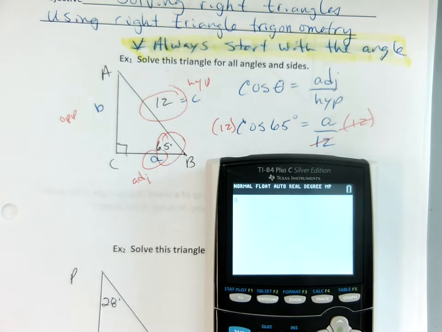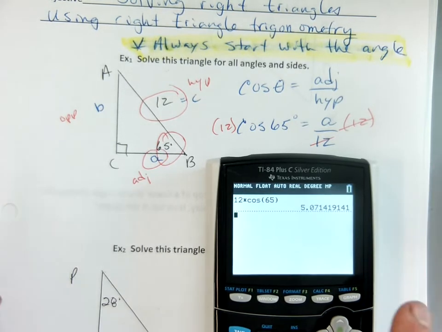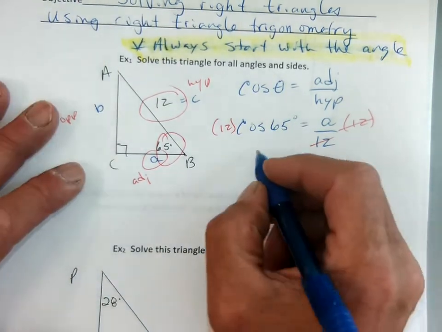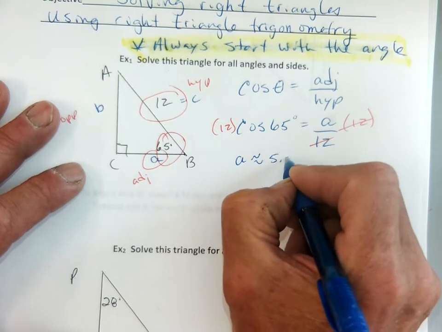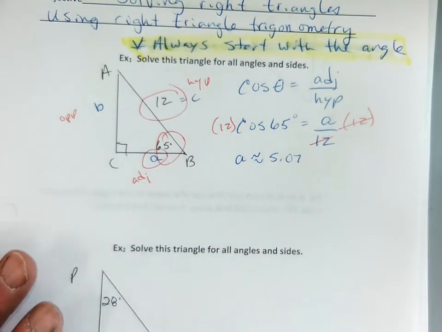So I'm just going to do this: 12 times the cosine of 65. It knows it's degrees because we're in degree mode, okay? Enter. There's my answer, about 5.07. So side a is approximately 5.07. Okay, how am I doing?